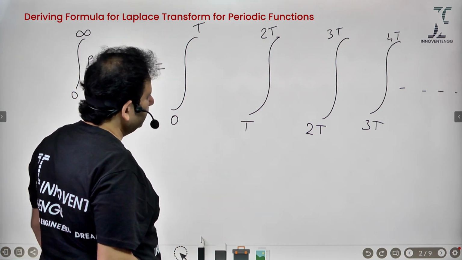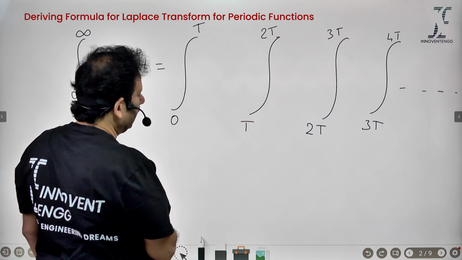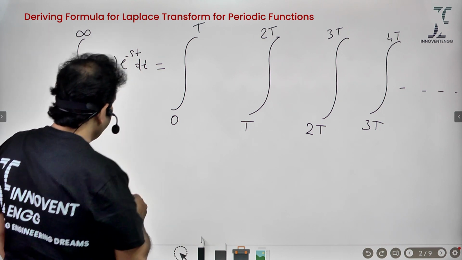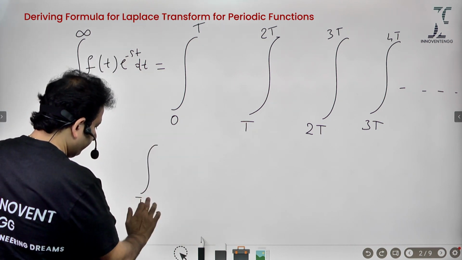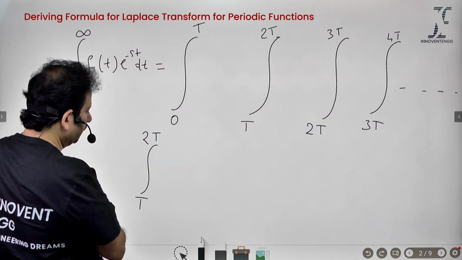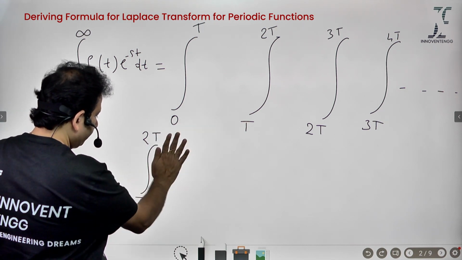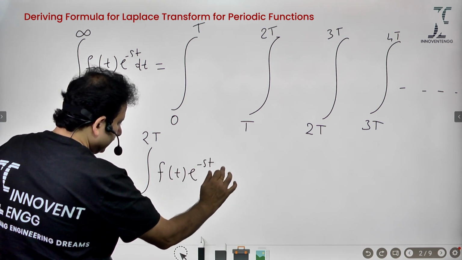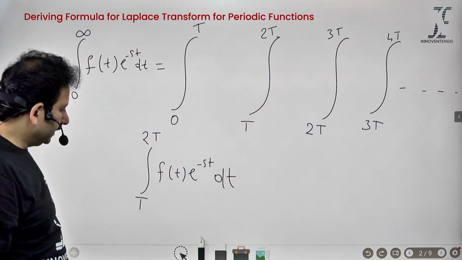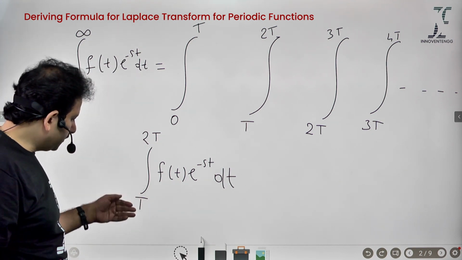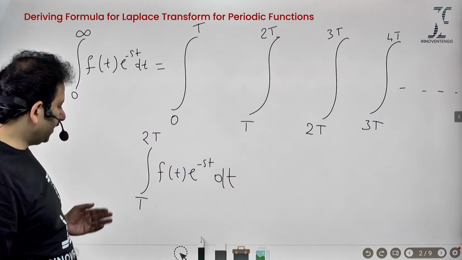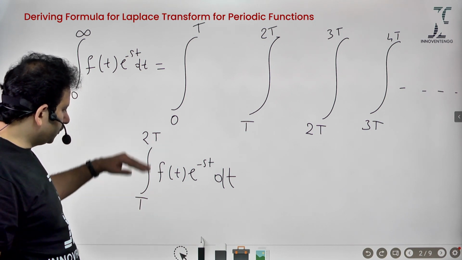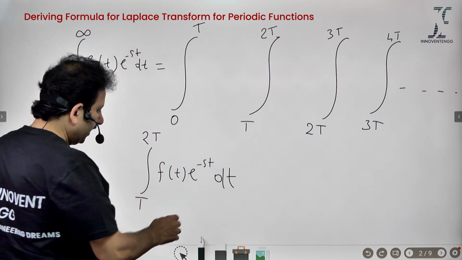Now let me consider an integral arbitrarily and then try and attempt the time shifting. So for example, if I consider an integral from T to 2T, and then write the integrand, which is of course f of t e power minus st, and then dt. So this integrand is being integrated from T to 2T, and I would like to shift the time so that you are going to integrate from 0 to T. How do you actually do that?